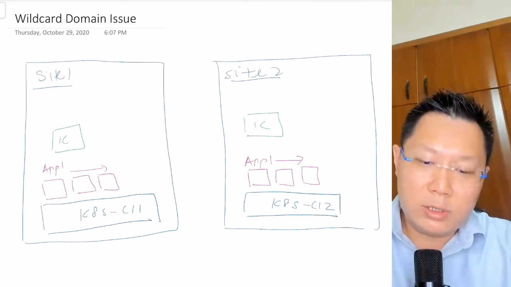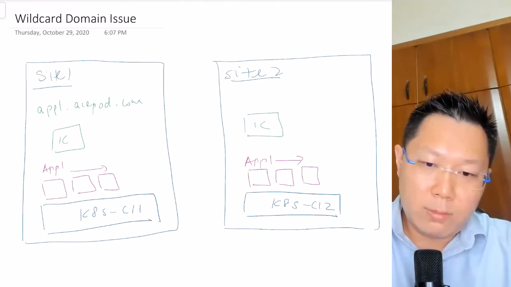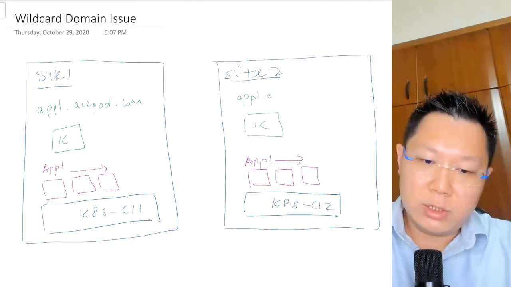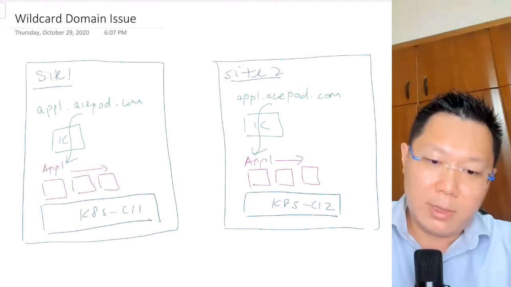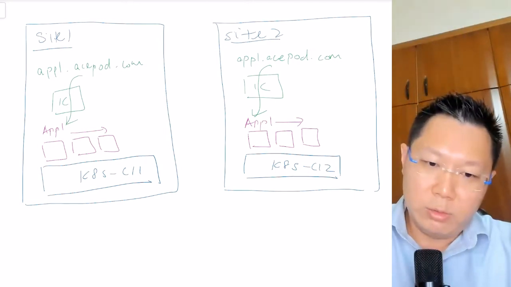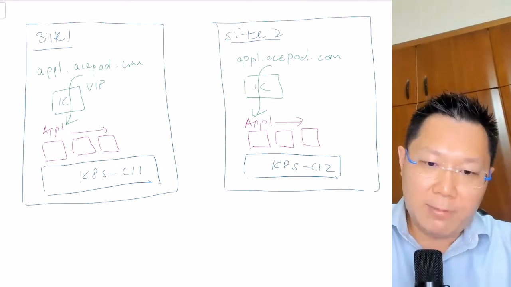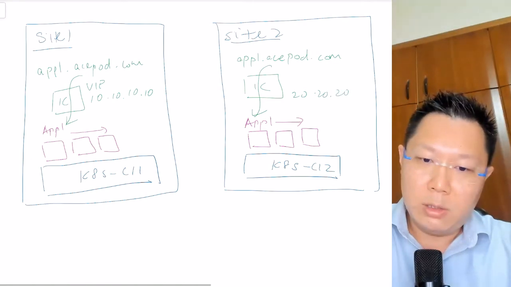And let's say you call this application, you give it an FQDN name, app1.aspot.com. And the same here, you use the same ingress on both sites. Basically the ingress controller will pass the traffic, or load balance the traffic, to your application. Usually you have a virtual IP over here, let's call this 10.10.10.10. And over here, we will use 20.20.20.20.